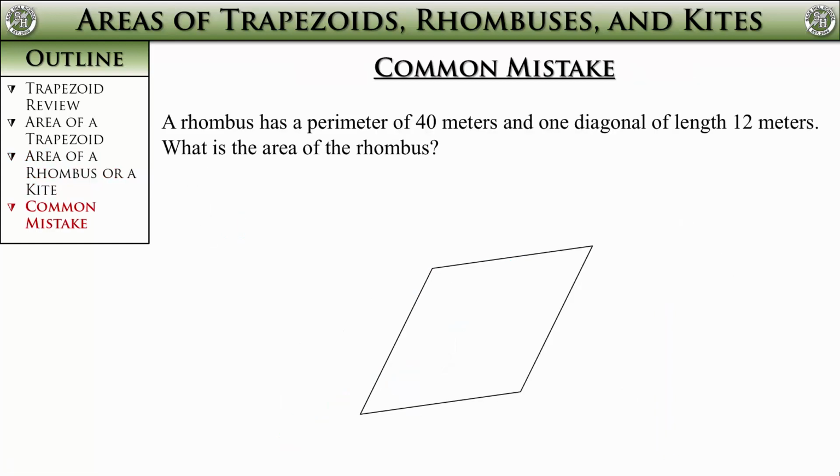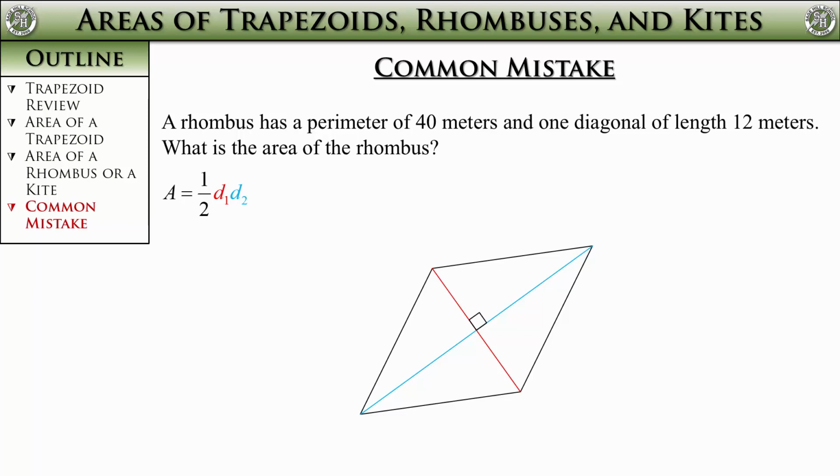Here I have a rhombus, and it tells us its perimeter is 40 meters with one diagonal of length 12 meters. Since we are dealing with a rhombus, and the formula for the area of a rhombus deals with the diagonals, it seems to make sense that we would draw the diagonals, right? You should remember this from earlier, but the diagonals of a rhombus are perpendicular. This is going to form right triangles, which are often used when dealing with problems involving a rhombus.